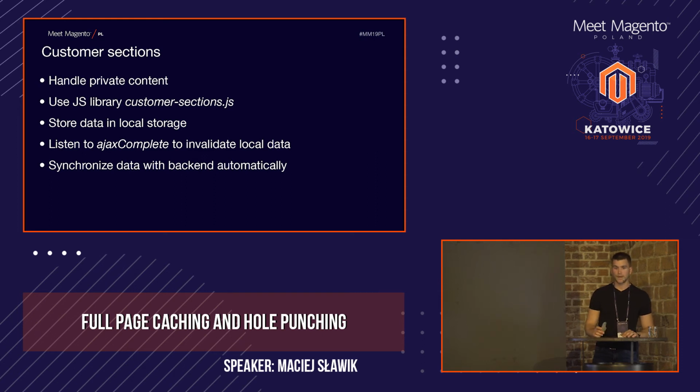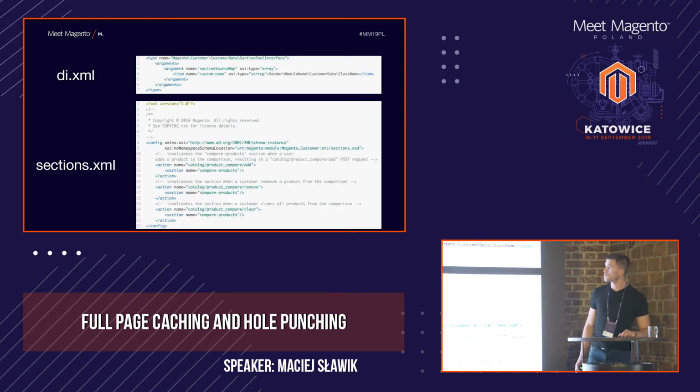Magento comes with a built-in library for handling private content for customers. It uses a JS library, customer sections, which listens to HTTP requests. By listening to the HTTP requests, it determines when some data stored in the browser should be invalidated and refreshed, and automatically sends requests to the backend to refresh the data that is stored in the browser. How do we do that?